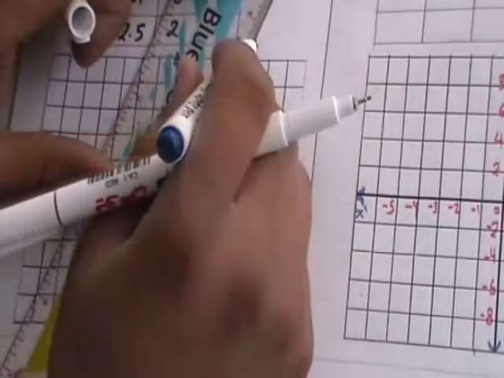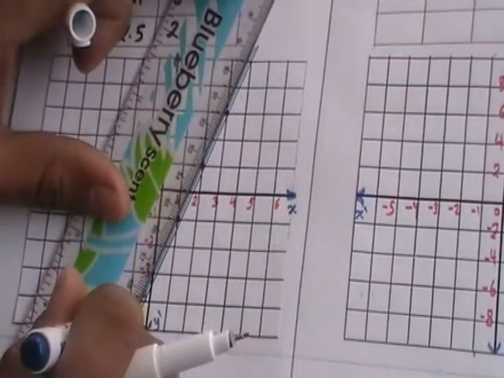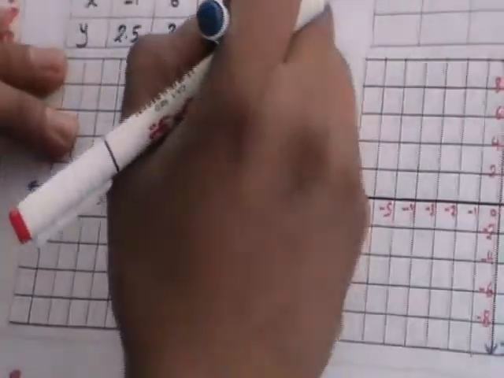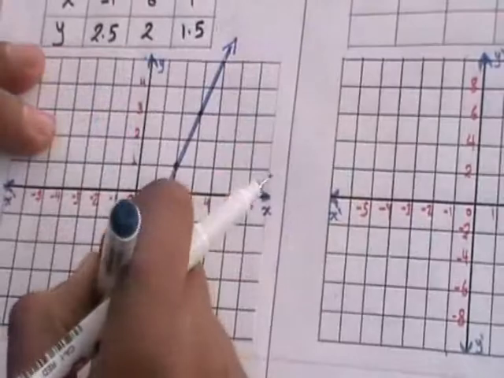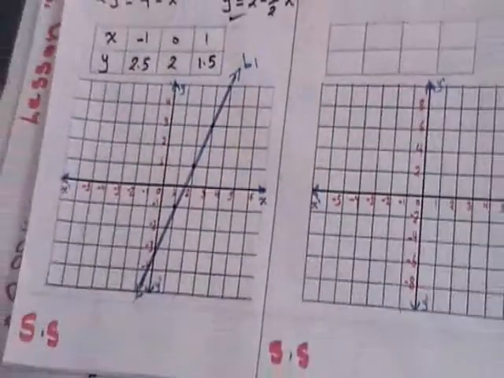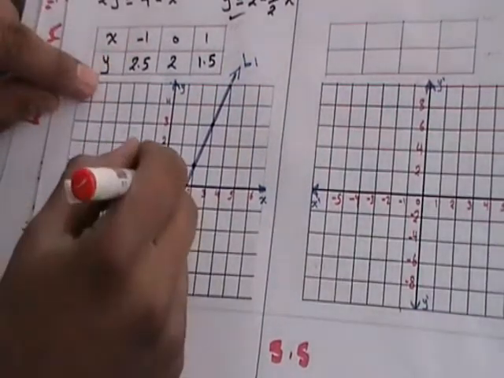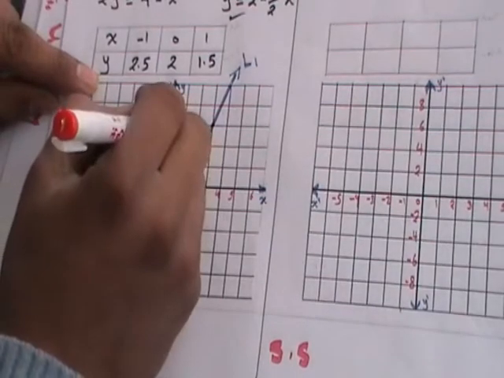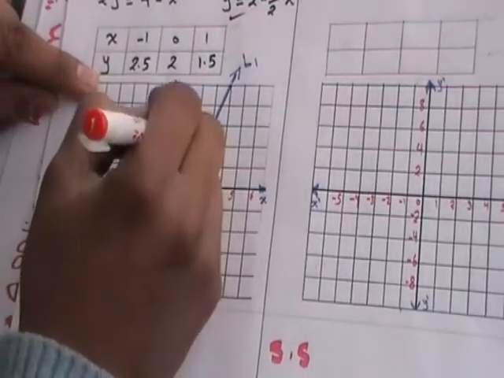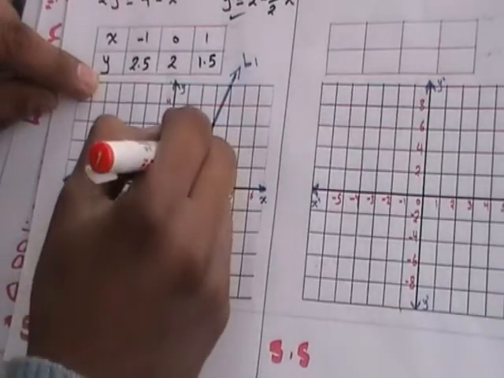Join between them, and you will have a straight line representing the equation y equals 2x minus 3. So it's a straight line. You must put the arrows as we said. This is L1. After that, you will represent the second straight line: negative 1 and 2.5. Negative 1 on x, 2.5 on y. This is between 2 and 3. After that, 0 and 2, like this. After that, 1 and 1.5, like this, between 1 and 2.